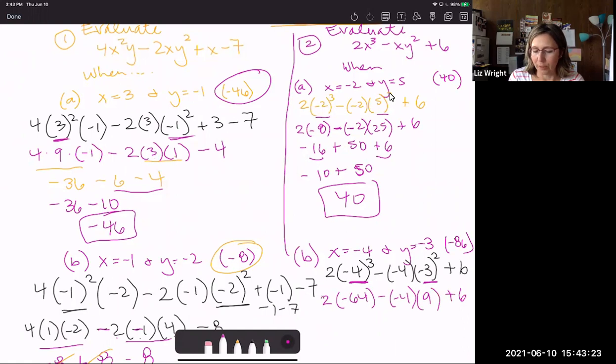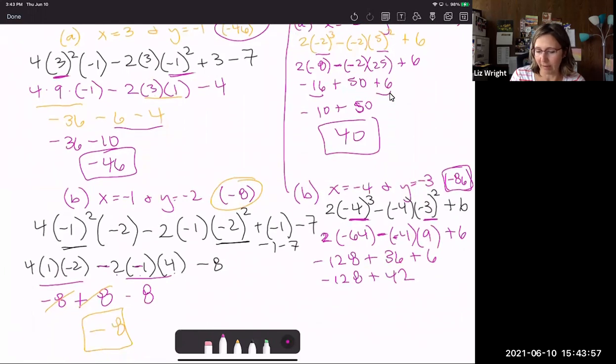Then 2 times a negative 64 should give me negative 128. And then negative times a negative here is going to give me a positive. And then I'm going to get 4 times 9, which is 36 plus 6. And then honestly, just going across and adding or subtracting, we should end up with negative 128 plus 36 plus a 6, because that's negative 128 plus 42. That's going to end up giving us a negative 86.